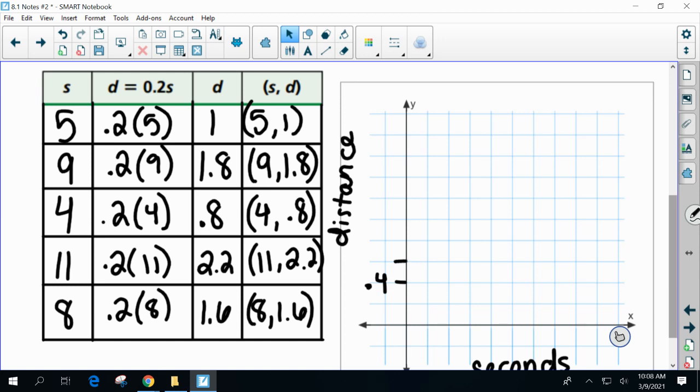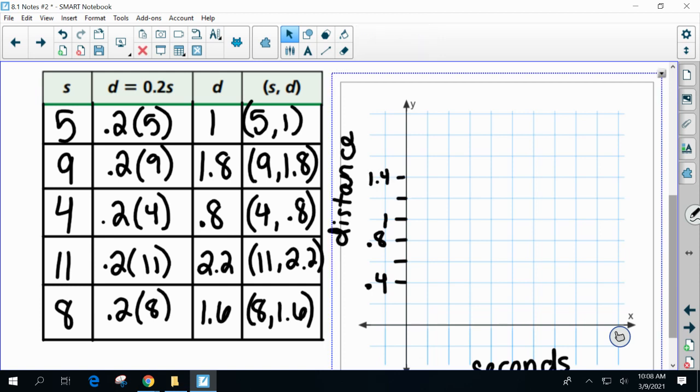So that would be 0.4, 0.8, 1. And you're just gonna have to go a little bit off the chart to get to 2.2, which would be right there. So then you're gonna go through and plot your points. And I would just have each of these going up by 1. So this would be 5 seconds right here.